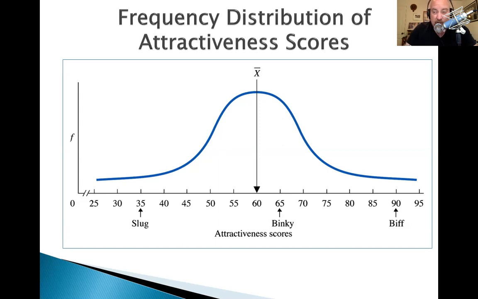So we're not going to move any of the scores around. We're not going to change the shape of the distribution. We're just going to express how far from the center each of those three scores is. Are they to the right or the left? And how many standard deviations to the right and the left?